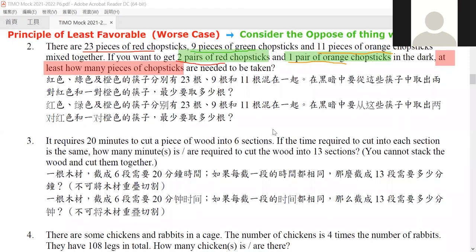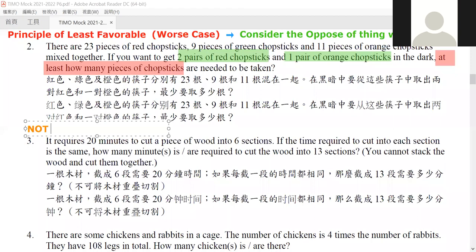Okay, so now what do you mean by that? Because in here we will have 2 conditions that we would like to talk about. We have 2 pairs of red chopsticks and 1 pair of orange chopsticks. Well, what's the opposite of this? The opposite of this is not 2 pairs of red chopsticks and a pair of orange chopsticks.